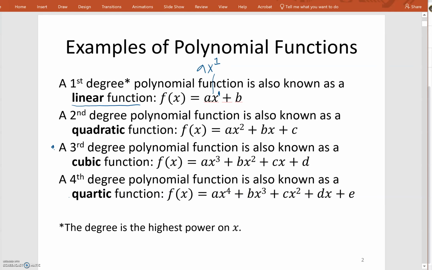Alright, so we could actually keep going with this as long as we wanted to. We could have a 5th degree, 6th degree, and so on and so forth. And that always just means the highest power that's in the variable. And there's no end to this. You can have a polynomial of any degree that you want, although we're not going to study them beyond the 4th degree.